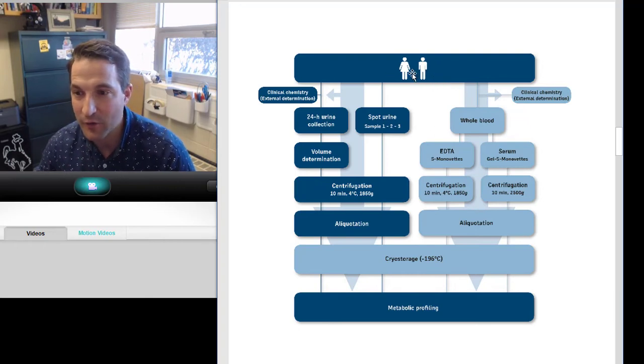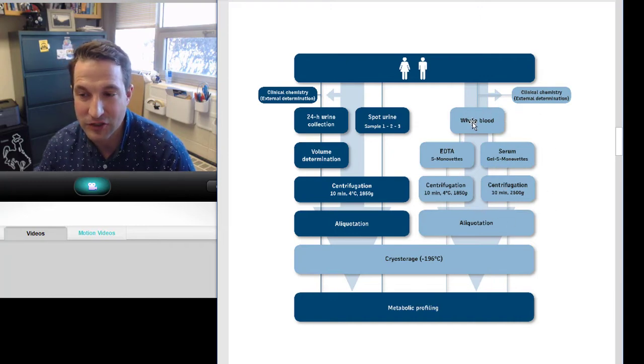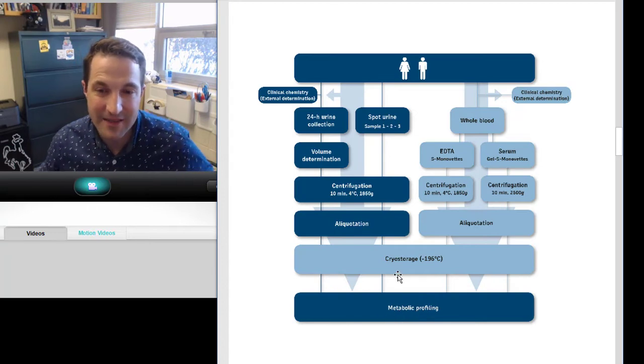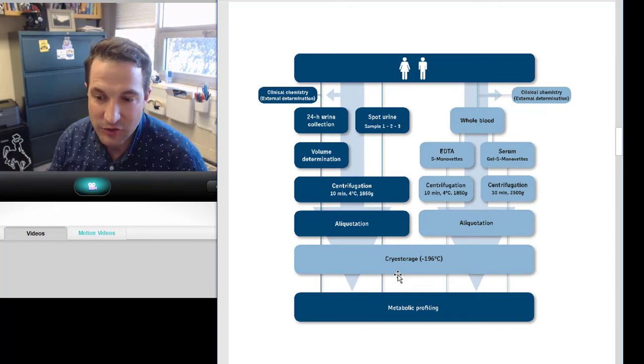We can see here with our women who are going to be on this side, or women and men. This side over here, we're talking about urine collection. And then over here, we're talking about whole blood collection. We can say we go EDTA and serum, and then the order of the measurements overall. Then we store them, okay? And then we'll do some metabolic profiling later. Once again, this is a zoomed out version of what your analysis is going to look like.